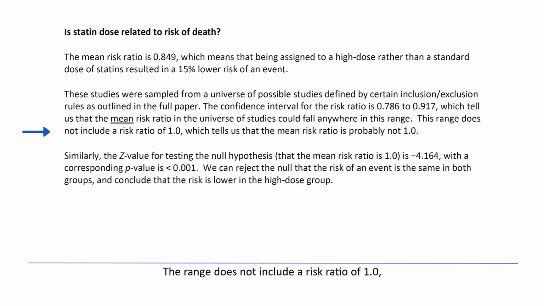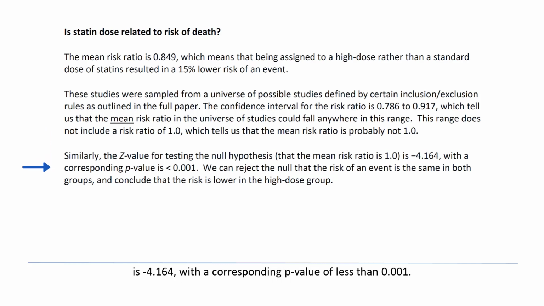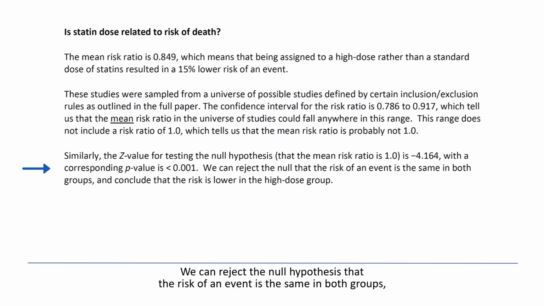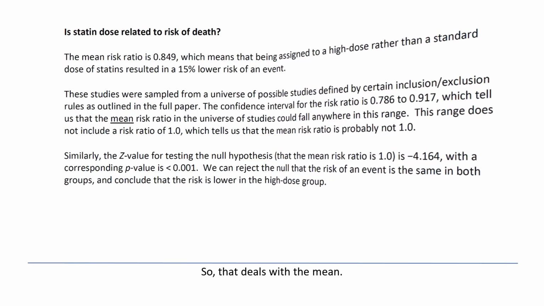The range does not include a risk ratio of 1, which tells us that the mean risk ratio is probably not 1. Similarly, the z-value for testing the null hypothesis, that the mean risk ratio is 1, is minus 4.164, with the corresponding p-value of less than 0.001. We can reject the null hypothesis that the risk of an event is the same in both groups and conclude that the risk is lower in the high dose group. So that deals with the mean.